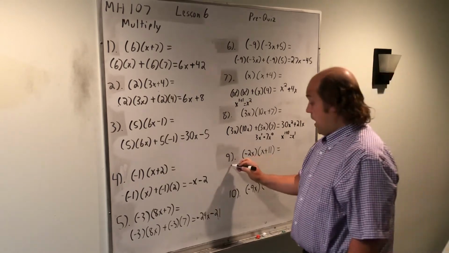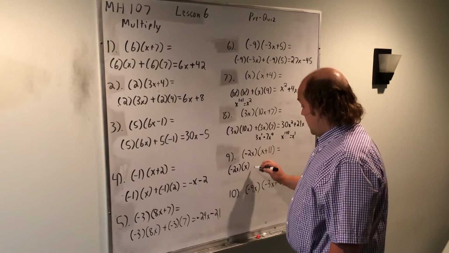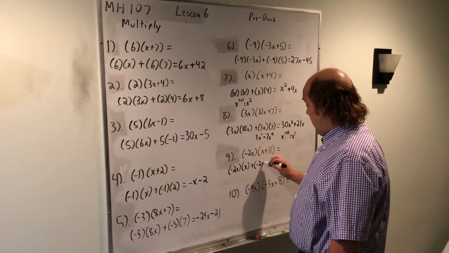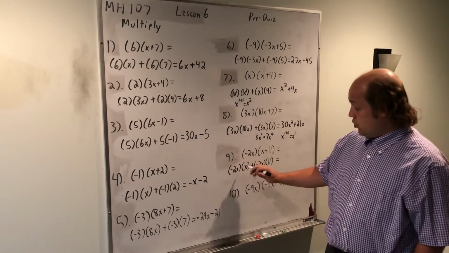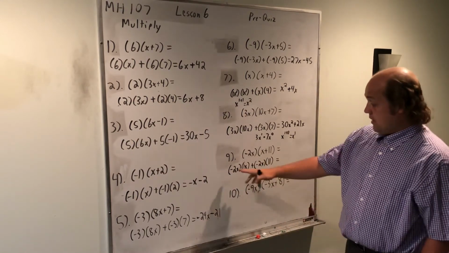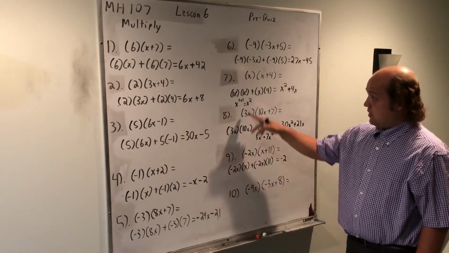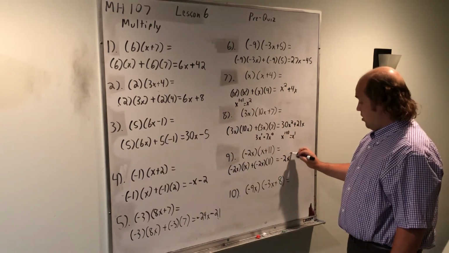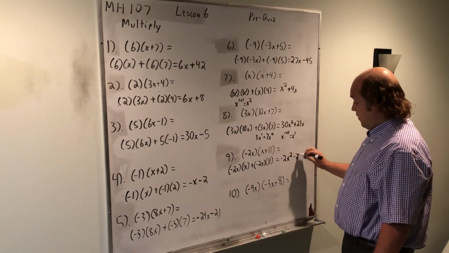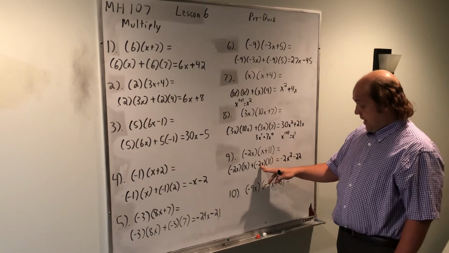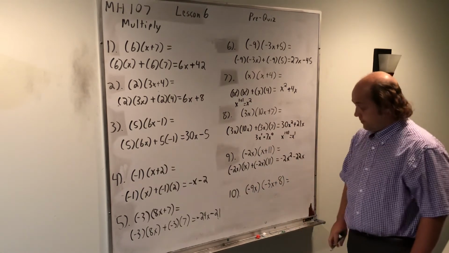For problem number 9, I'm multiplying negative 2x times the first term x. Then I'm multiplying negative 2x times the second term 11. Negative 2 times an understood 1 gives me negative 2. And x times an x gives me x squared. For the second term, negative 2 times a positive 11 gives me negative 22. The x term times no power of x leaves me with just x.